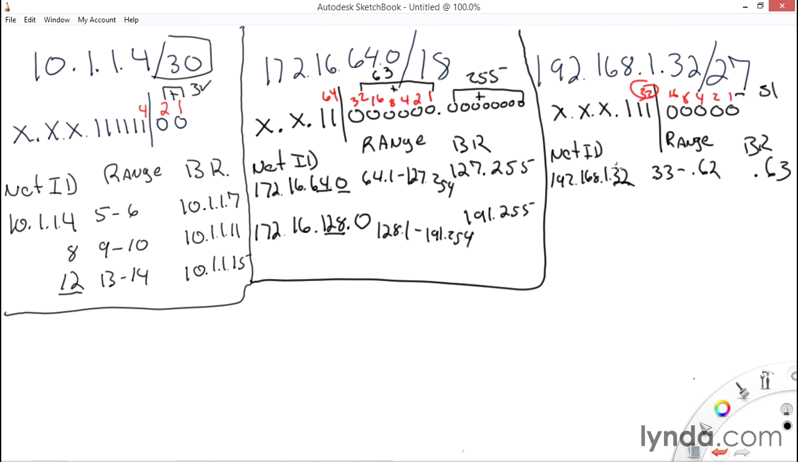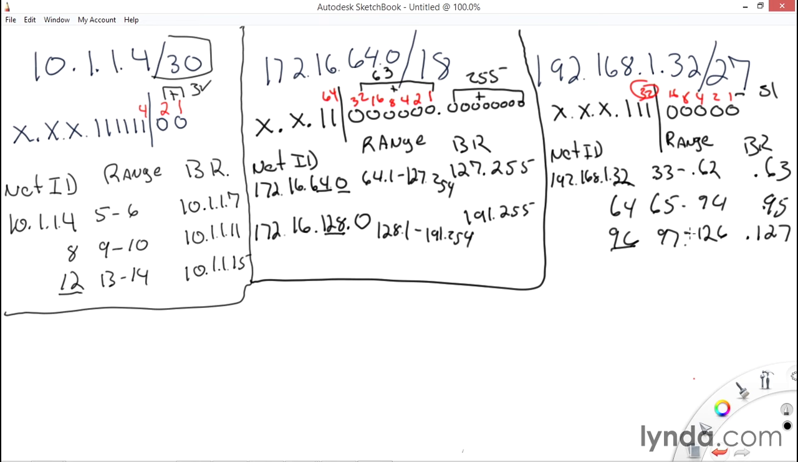What's the next network? 32 and 32? 64. 32 and 64? 96. What's 1 less than 96? 95. What's in between? 65 and 94. 96 and 31? That's 127. What's in between? 97 and 126. That's all there is to this.